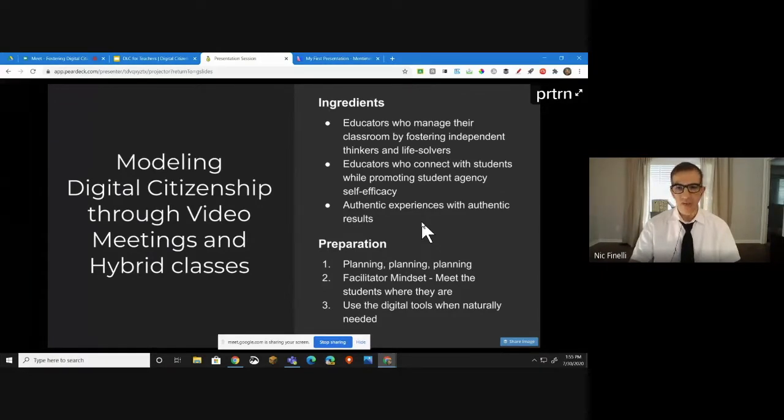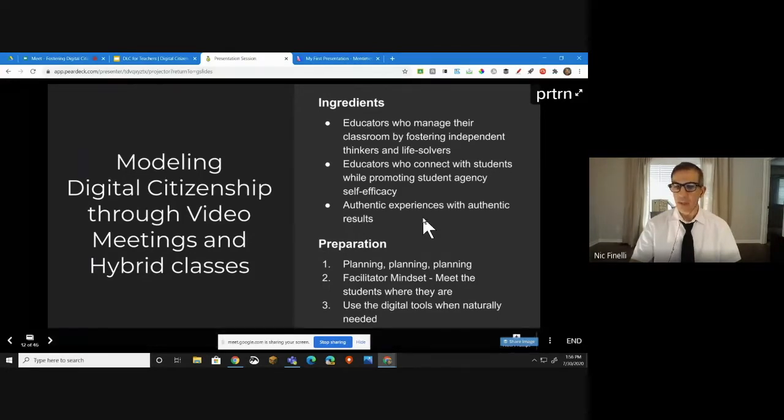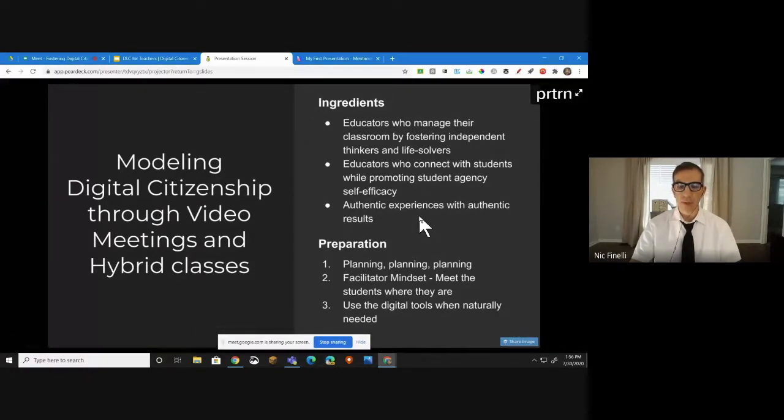So real life issues, real life current events, real life problems that they have to solve. So instead of having a project or some sort of lesson where they have to solve a bunch of math problems, well, let's say they solve these math problems. Well, what does that help them experience or learn?